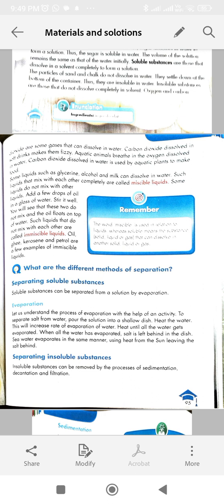What are the different methods of separation? Separating soluble substances: soluble substances can be separated from a solution by evaporation. Let us understand the process of evaporation with the help of an activity. To separate salt from water, pour the solution into a shallow dish. Heat the water. This will increase the rate of evaporation of water. Heat until all the water gets evaporated. When all the water has evaporated, salt is left behind in the dish. Seawater evaporates.